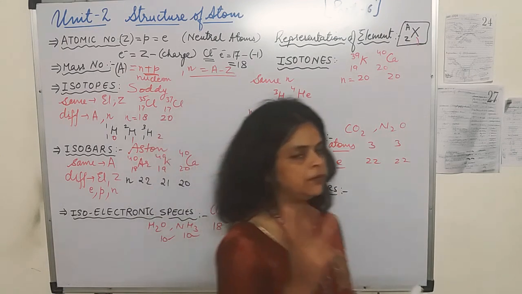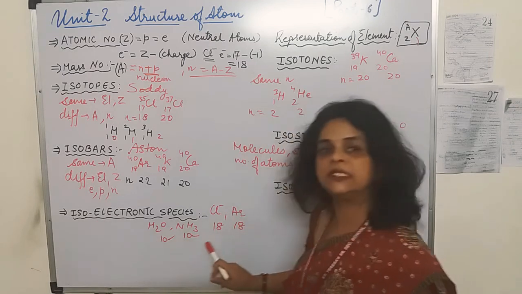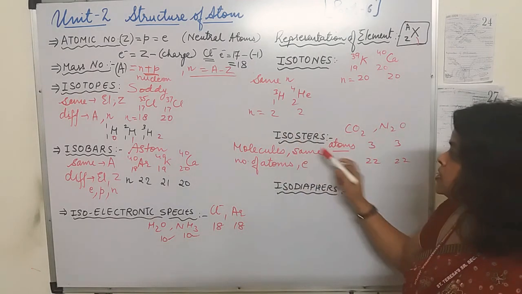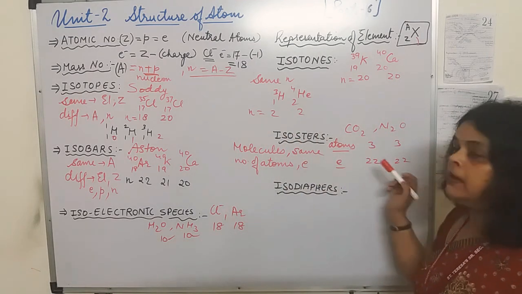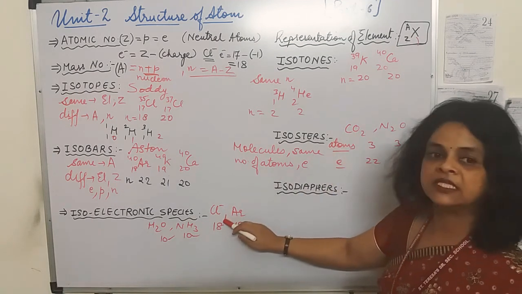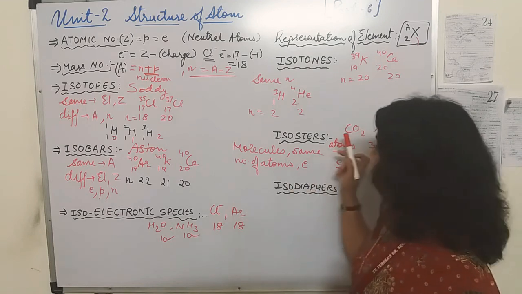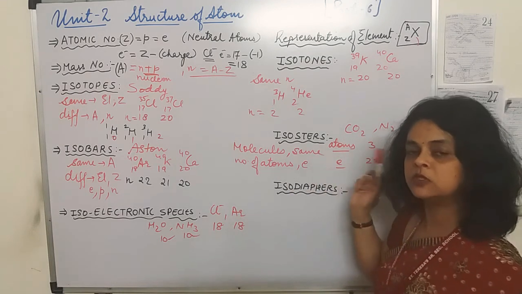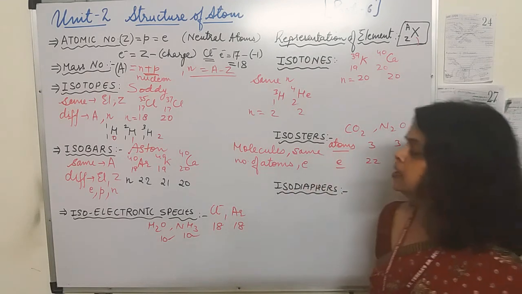So here you can think in your mind, ma'am, isoelectronic species also have the same number of electrons, and isosters also have the same number of electrons, but there is a big difference. Isoelectronic species do not have the same number of atoms. This has the same number of atoms also. So they constitute the isosters.